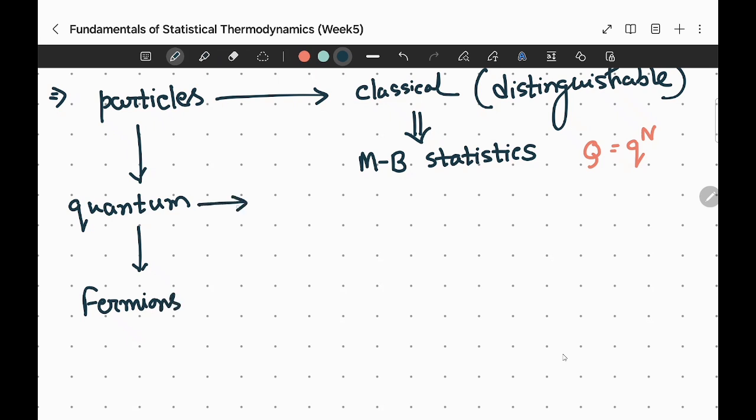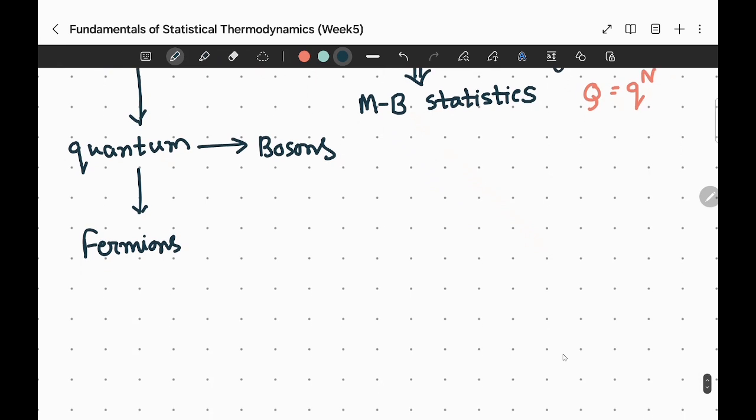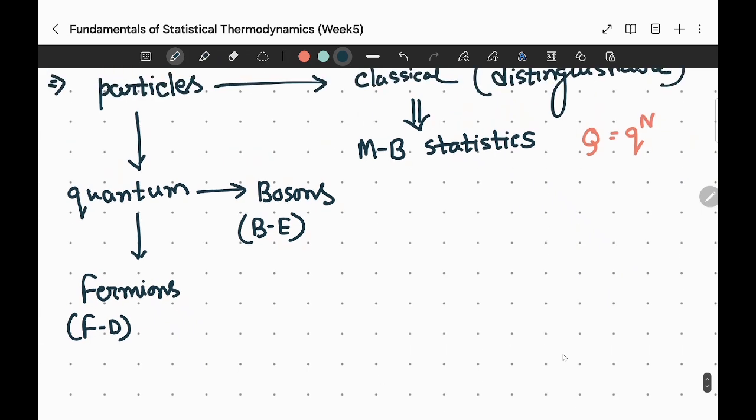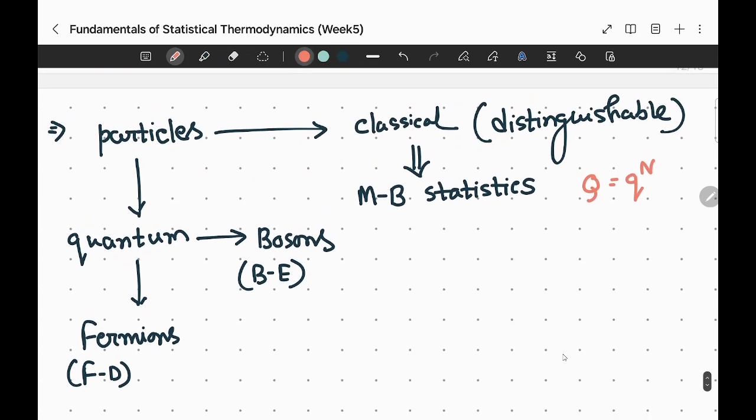Fermions and bosons. Fermions follow Fermi-Dirac statistics, FD, and bosons follow Bose-Einstein statistics. These are known. But here, that is an assumption: if you consider classical particles to be indistinguishable, again I am repeating, you are imposing the condition that classical particles are indistinguishable. So you are taking particles which are indistinguishable, and you are also considering the Maxwell-Boltzmann statistics.